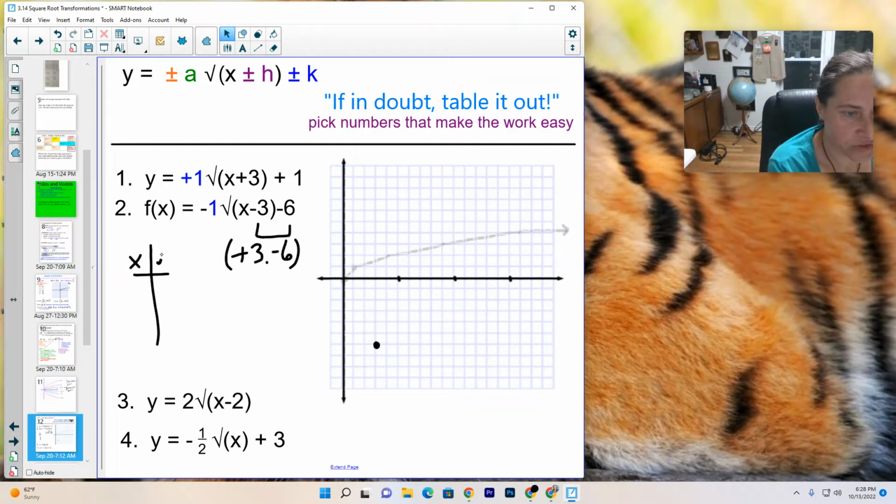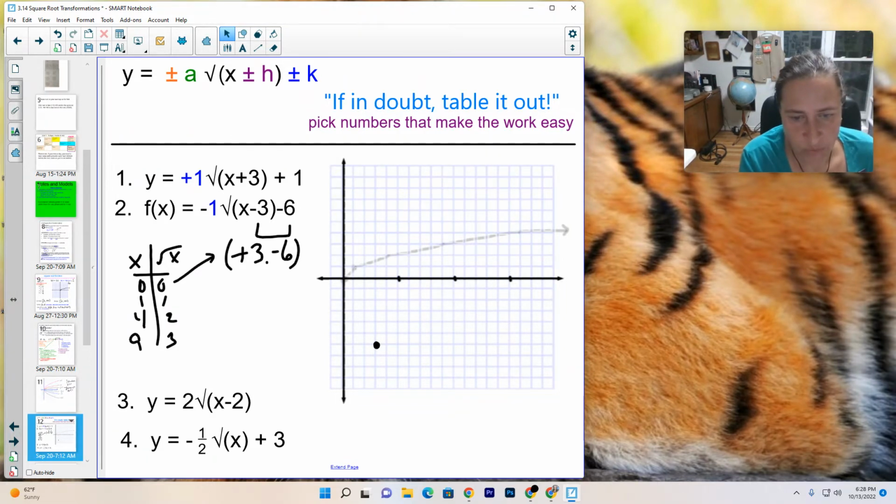So my x versus my square root of x is going to be 0, 0, which is my vertex, 1, 1, 4, 2, and 9, 3. So from this point, I go 1, 1. I'm going to go over 4, 1, 2, 3, 4, up 2. There's my next point. And then I'm going to go over 9. That's 5, 6, 7, 8, 9, up 1, 2, 3.